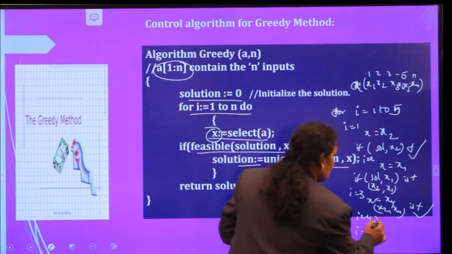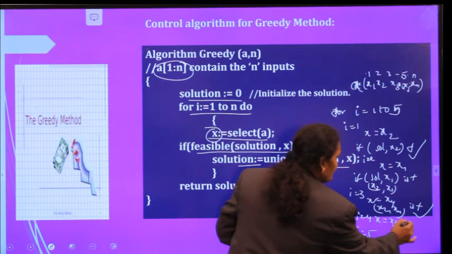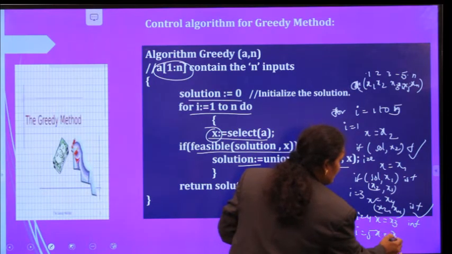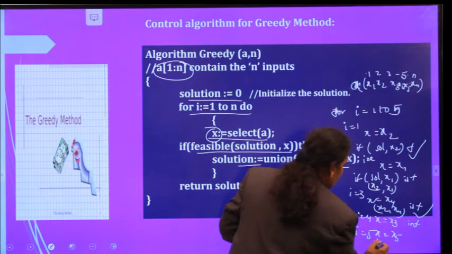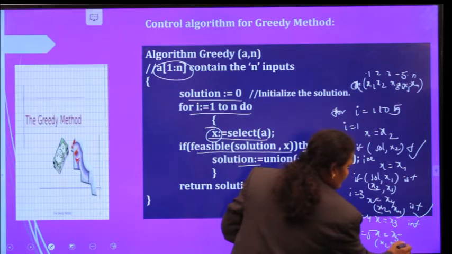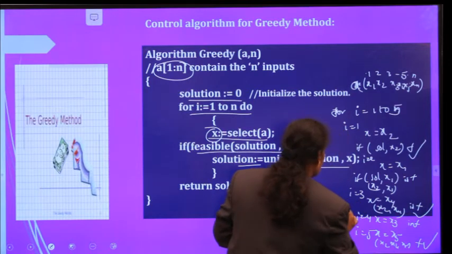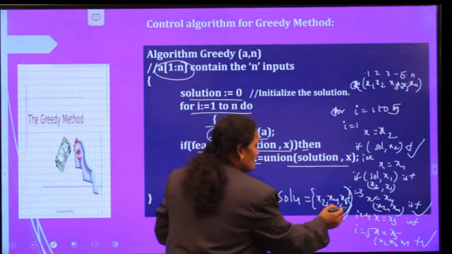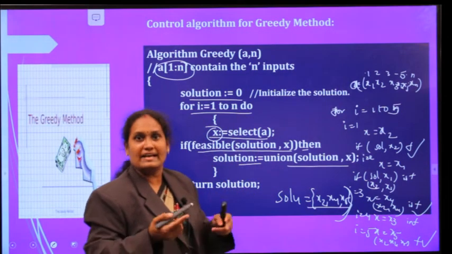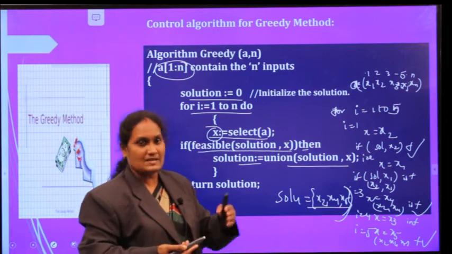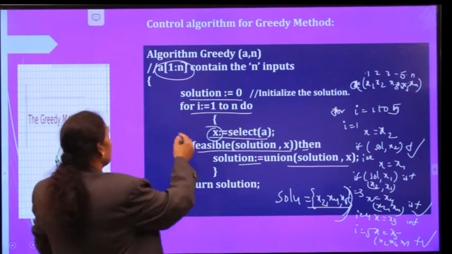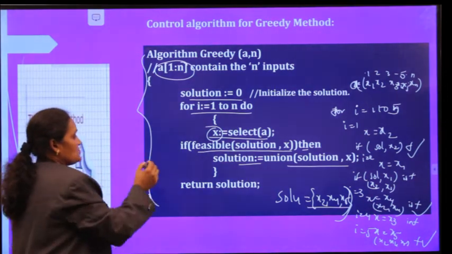Suppose at I is equal to 4, we selected x3 and it is infeasible, and at I is equal to 5, we selected x5. If x2, x4, x5 is feasible, then in this case x5 is added. Now finally the solution becomes x2, x4, x5, like that. A subset of given input becomes the solution. Okay, so like that the greedy approach proceeds.